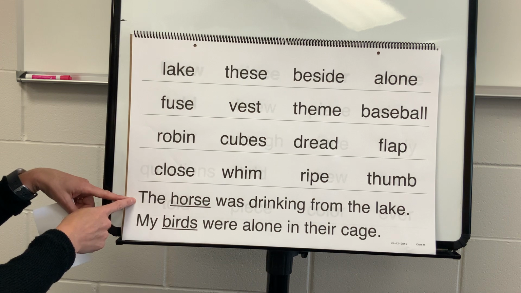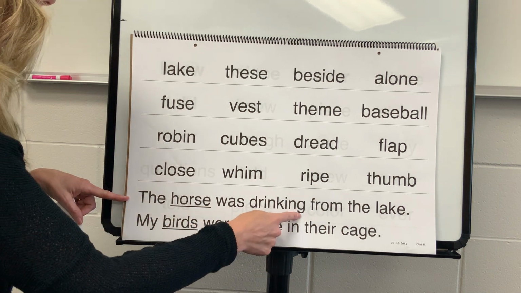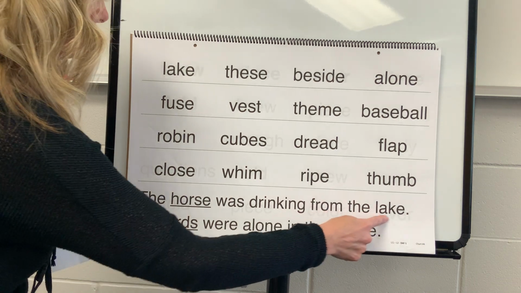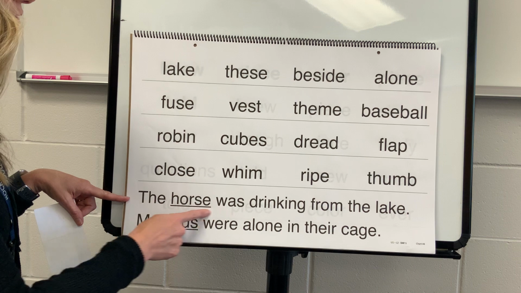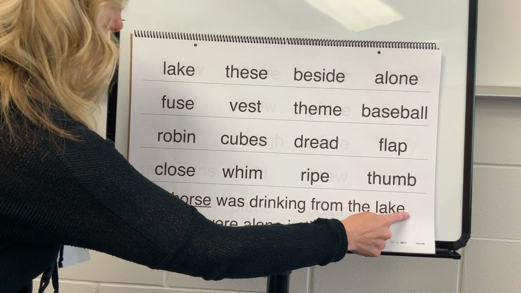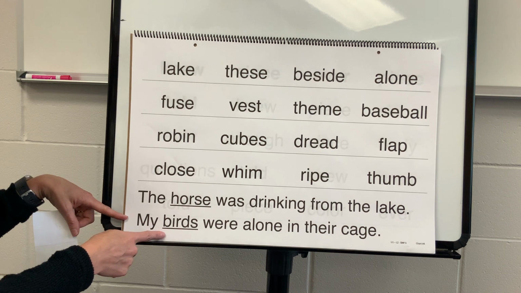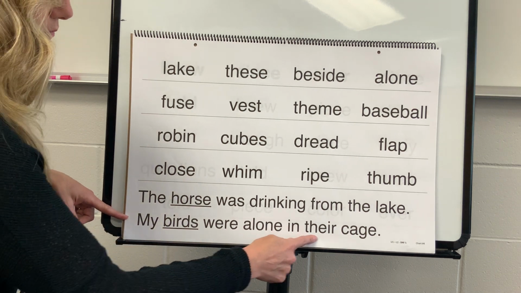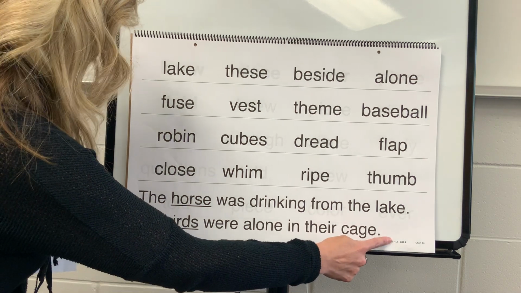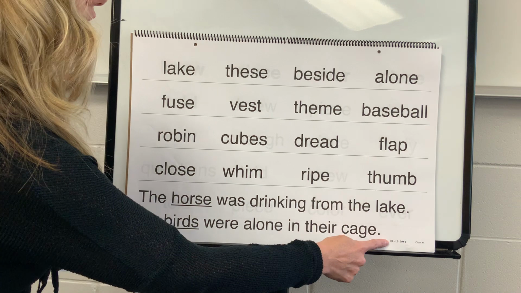Now we will read some sentences. Get ready. Read. The horse was drinking from the lake. My turn. I'll read it in two parts. The horse was drinking from the lake. Your turn. Get ready. Read. My birds were alone in their cage. My turn. My birds were alone in their cage.